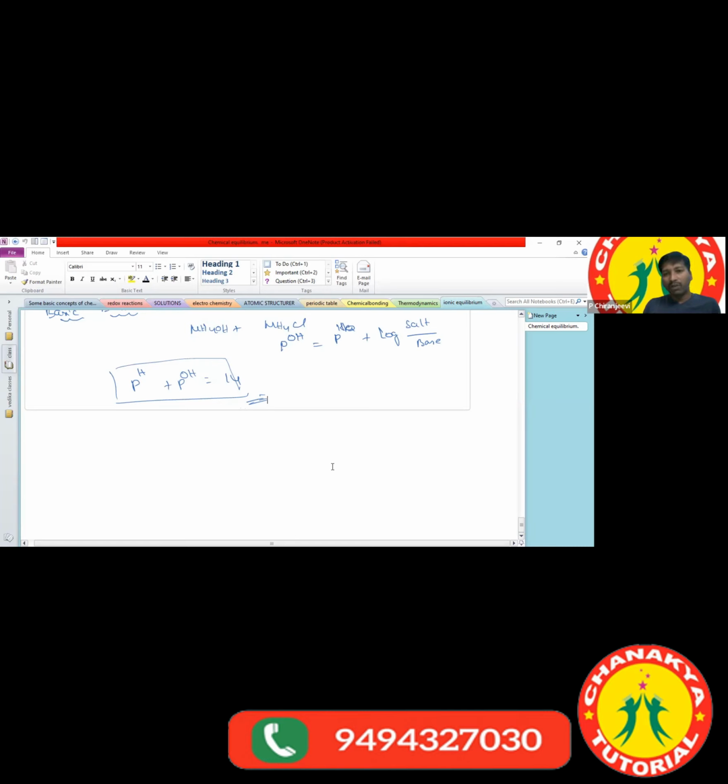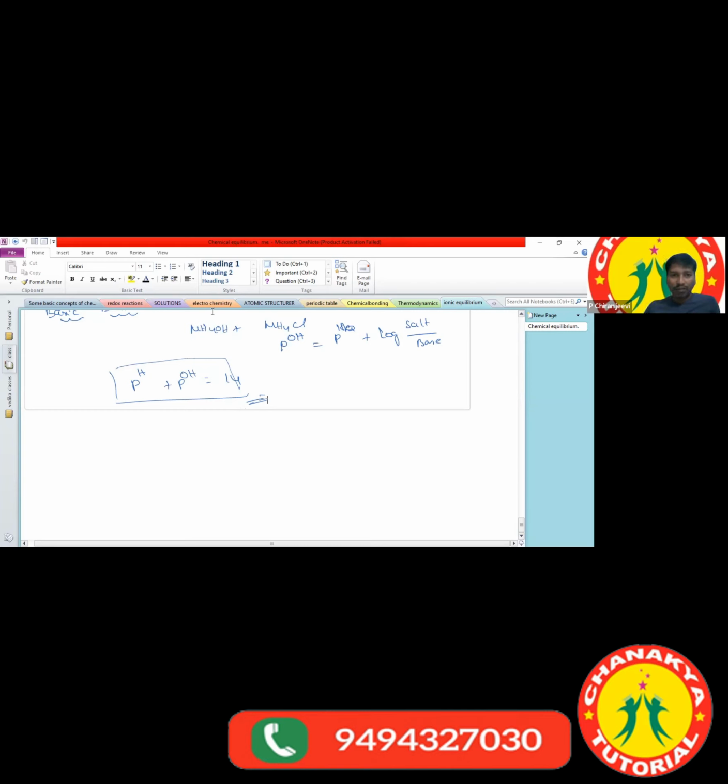How many types of buffer solutions do we have? Two types: one is the acidic buffer solution, and the other is the basic buffer solution. Is that clear? Yes, sir. We had also given some formulas for the acidic buffer solution and the basic buffer solution.